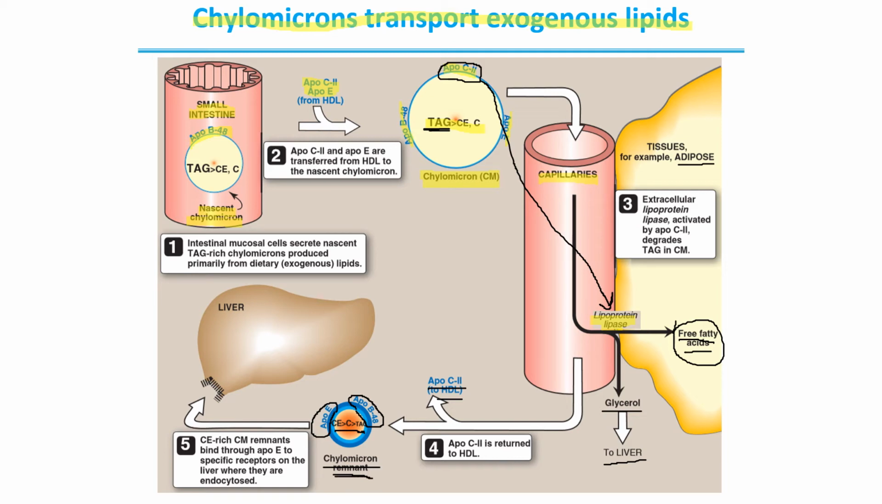It will be taken up by the liver. Liver has a receptor which binds to the ApoE, and so a receptor is on the surface of this liver cell. We can see here this is the receptor, and the ApoE recognizes it and binds with it, and the liver cell takes this chylomicron remnant inside. The process is called endocytosis.